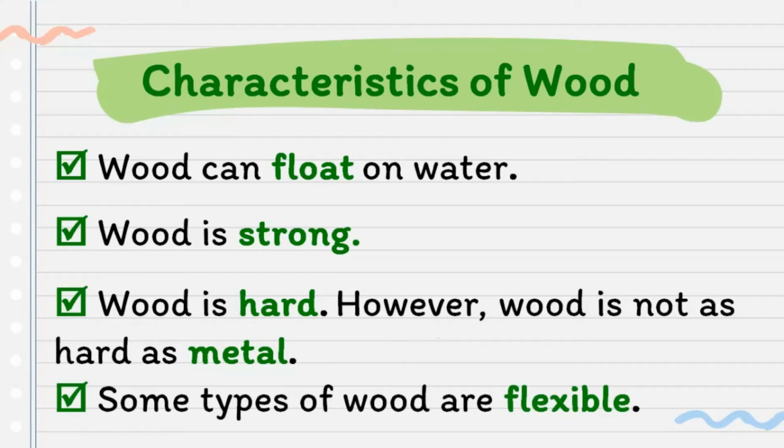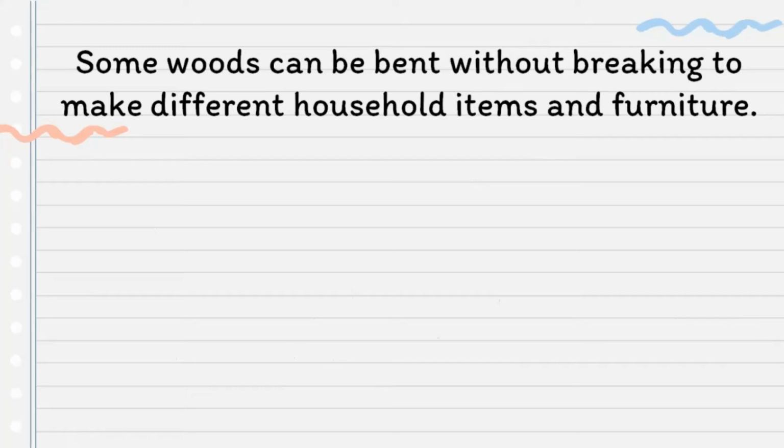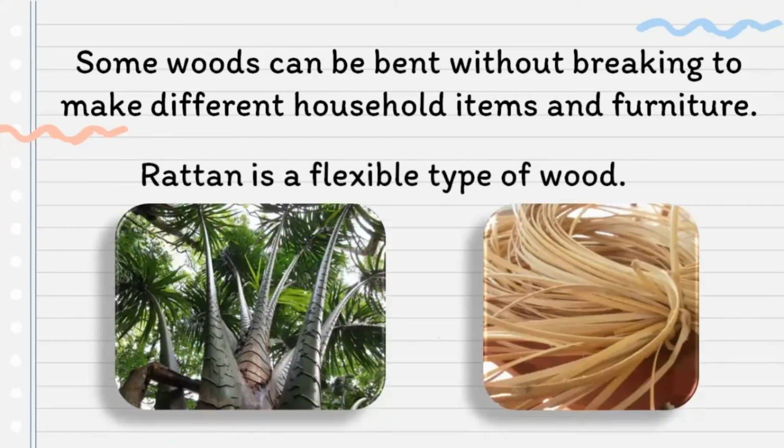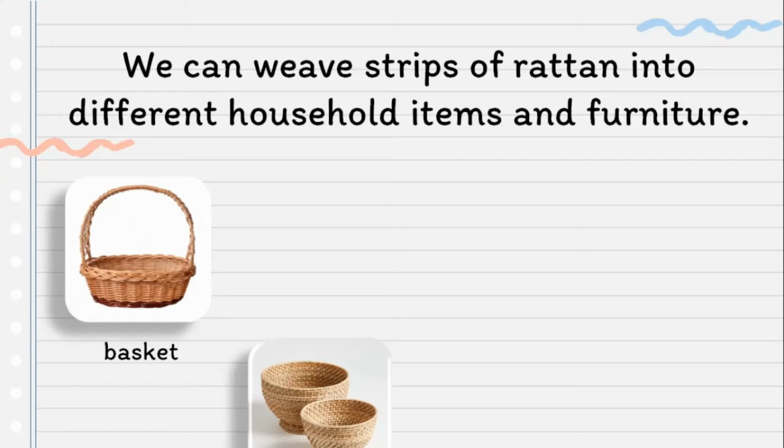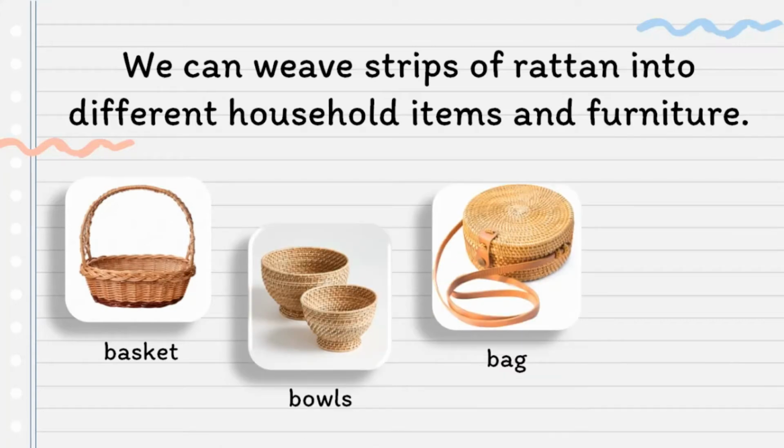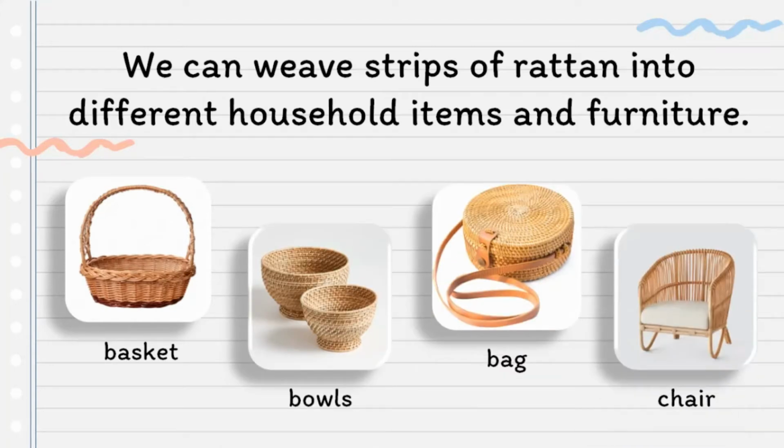Number 4. Some types of wood are flexible. Some woods can be bent without breaking to make different household items and furniture. Rattan is a flexible type of wood. We can weave strips of rattan into different household items and furniture like baskets, bowls, bags, and chairs.